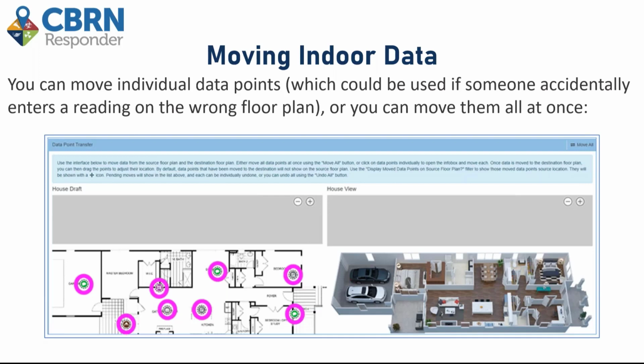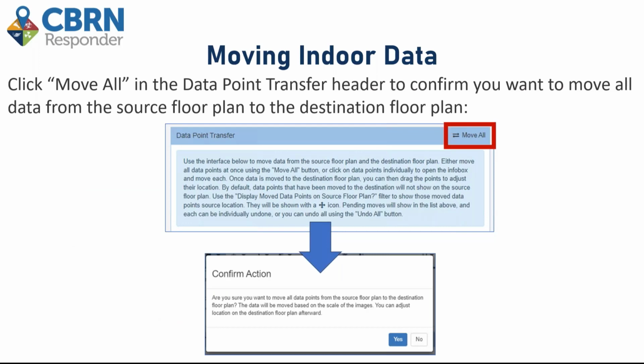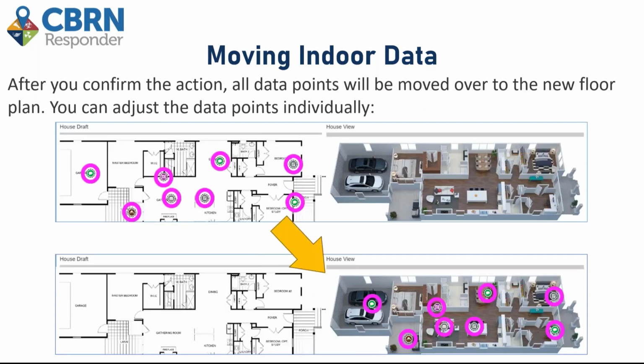If you want to move them all at once, in the upper right-hand corner, you'll select Move All. There's also an informational message letting you know what this means and how to do so. Once you read that, you confirm you do want to transfer all data points from the source to destination floor plan. You'll confirm the action by selecting yes. And now all of your data points have been moved.